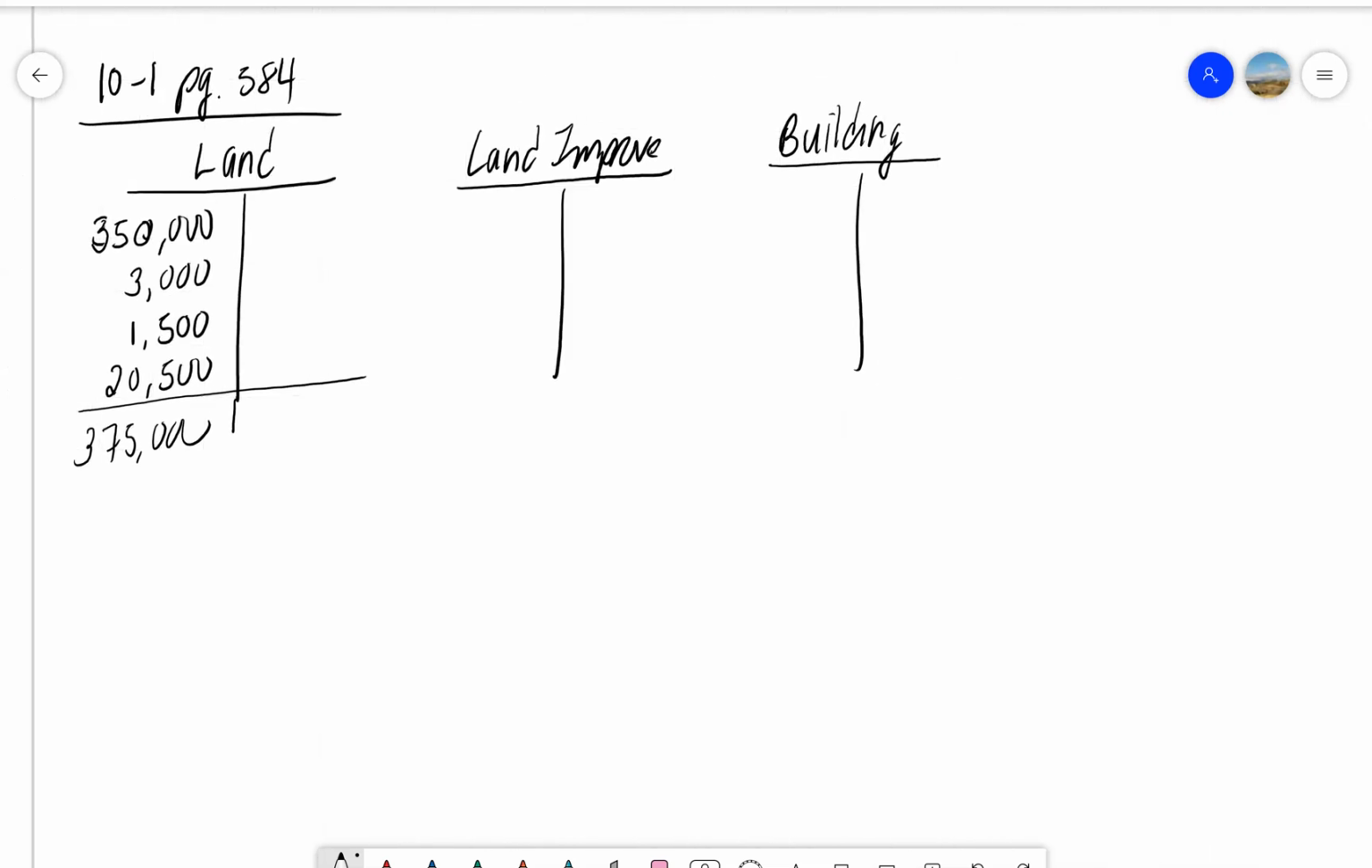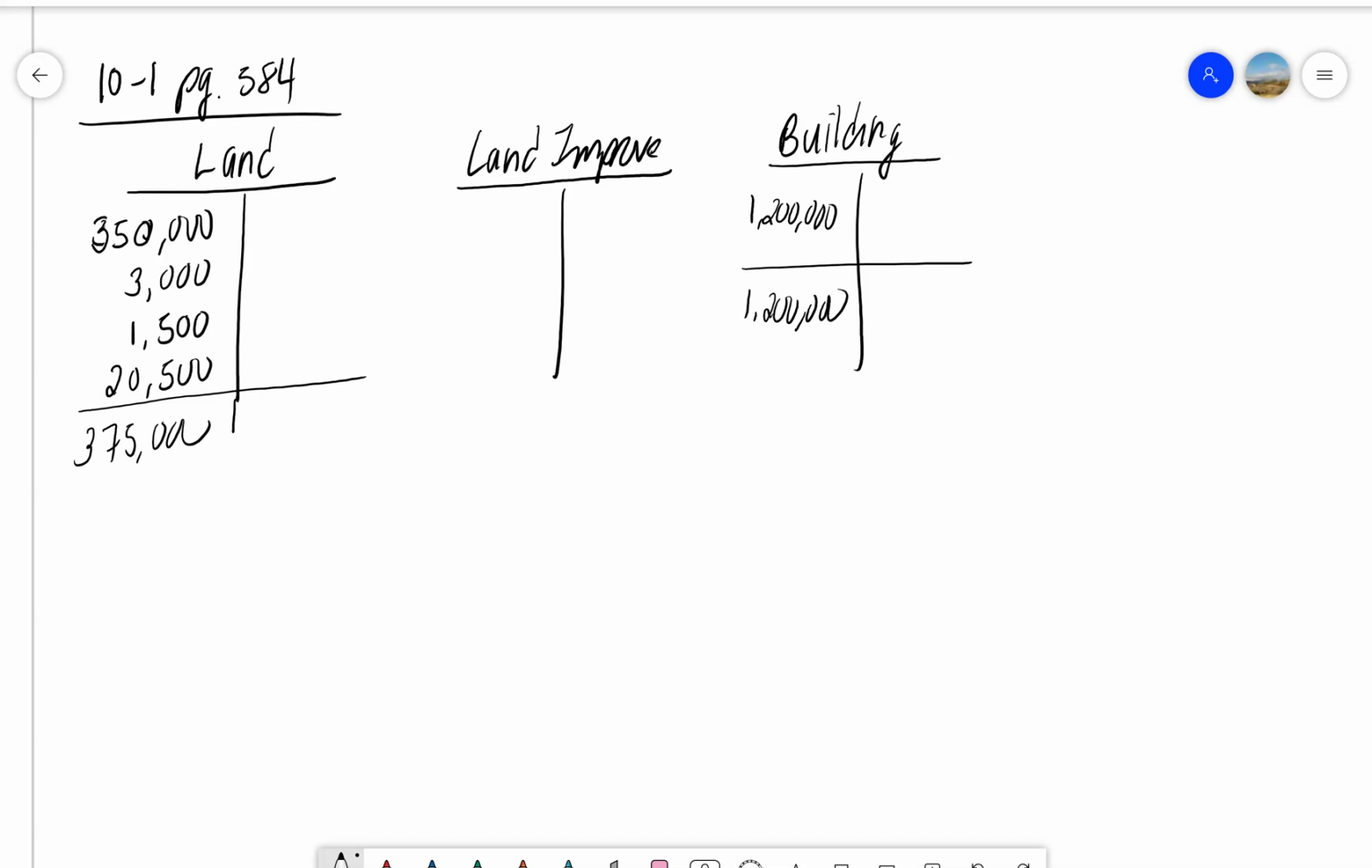And so the cost of the building was $1.2 million. And so we put that into a separate account. And that's going to be the cost of the building, $1.2 million. And we'll take amortization on the building because it does have the wear and tear factor.